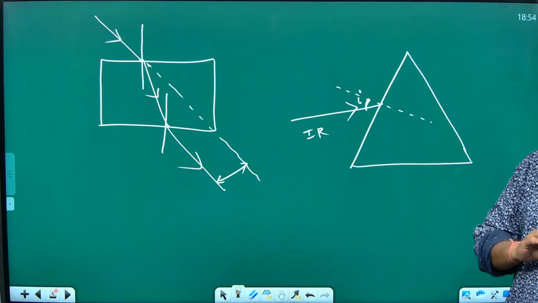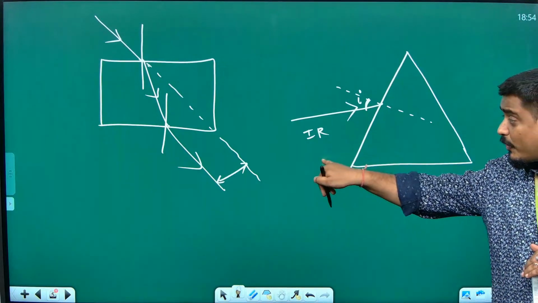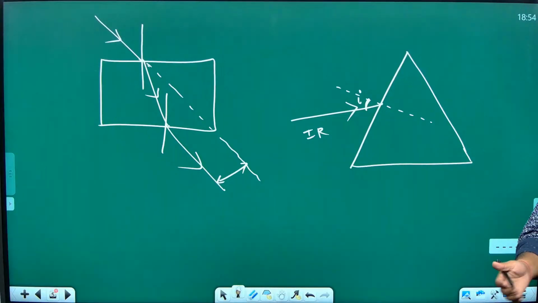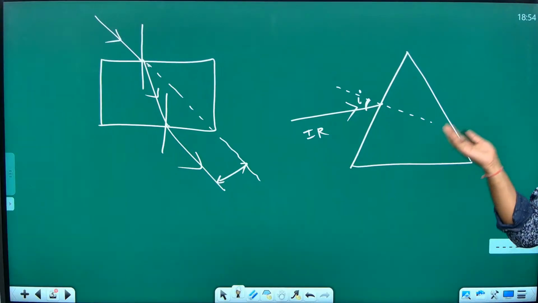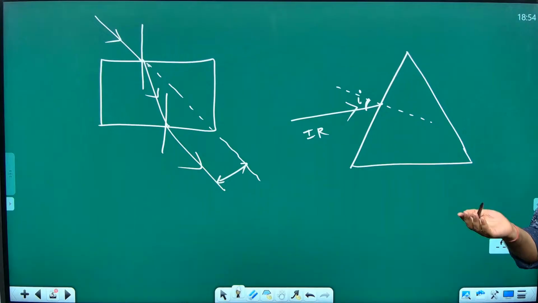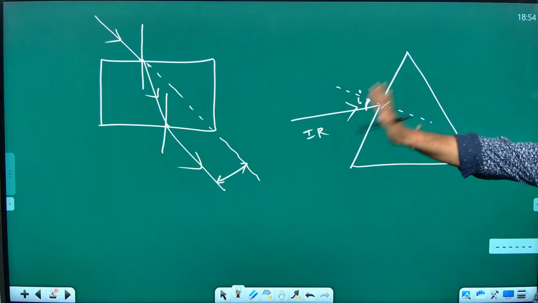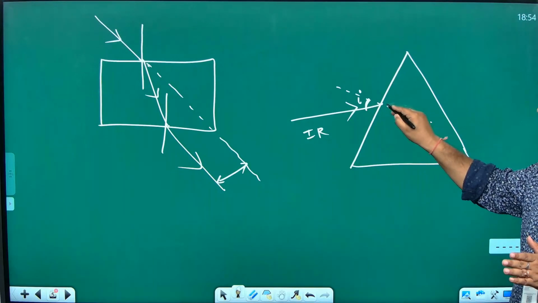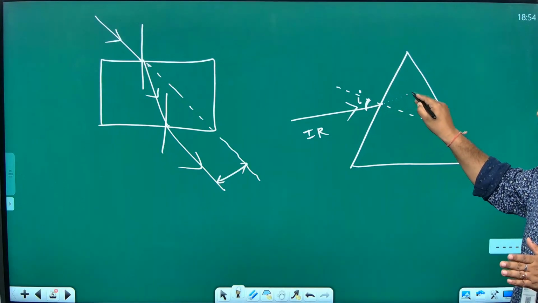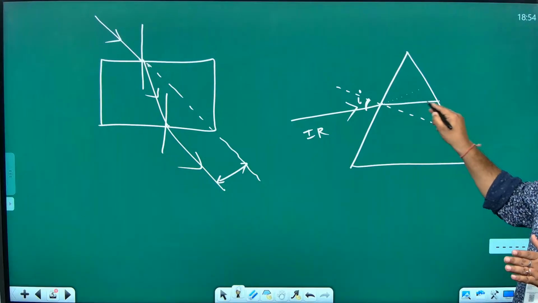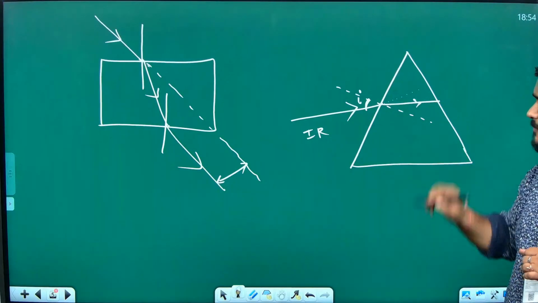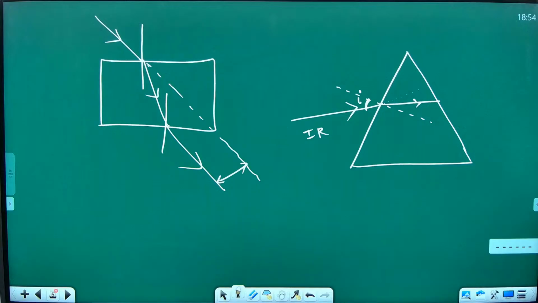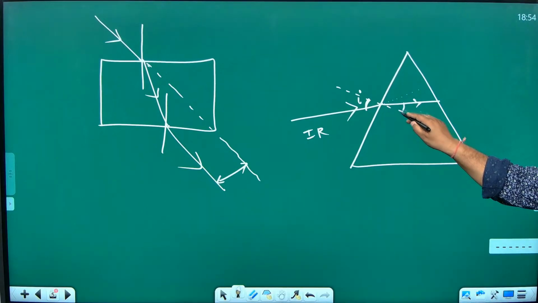Light will refract. Since it is going from air to a prism, prism is made up of glass, it is more denser. So it will bend towards or away? Towards, going from a rarer medium to a denser medium. So instead of going straight like this, it will take a turn and it will go like this towards normal. Do you agree with me? This ray is what ray? Refracted ray.